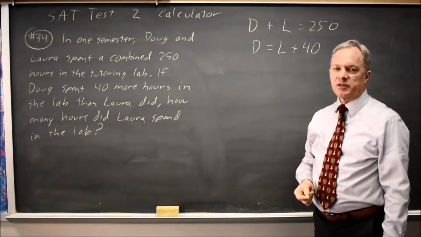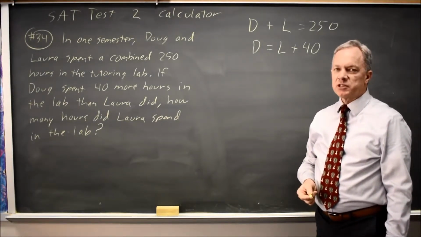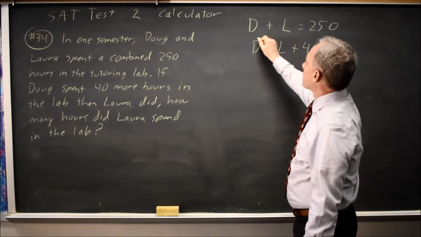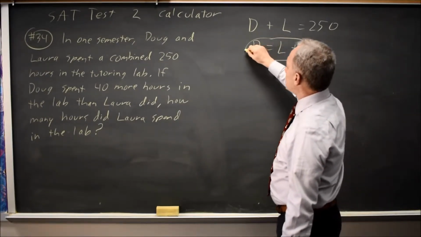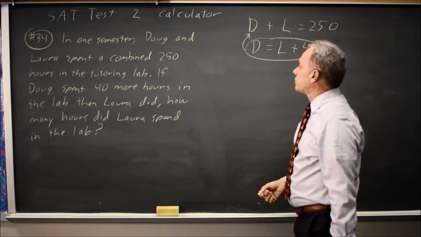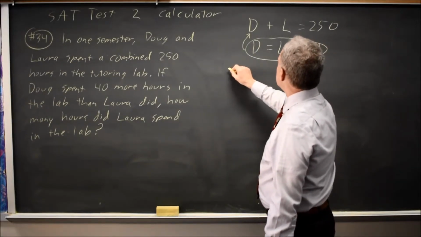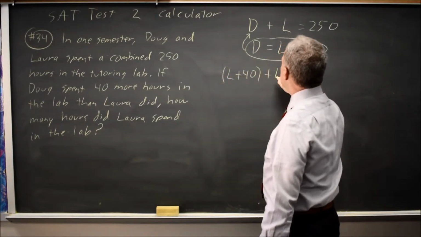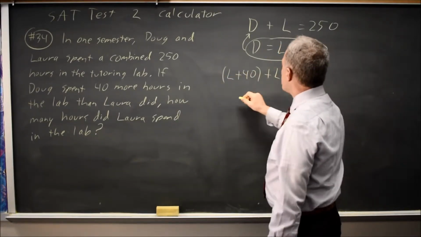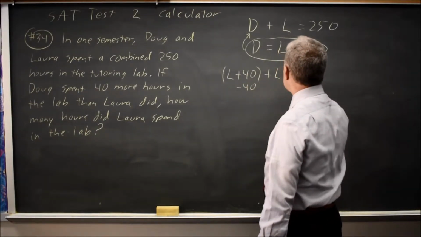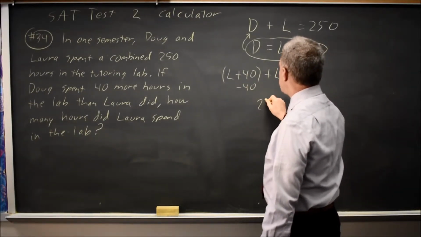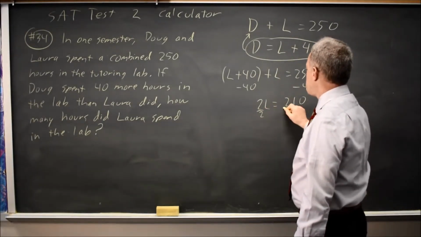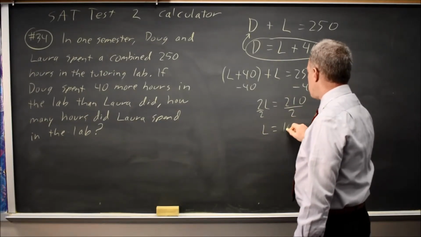There are several ways of solving this. Since the important thing here is to review systems of equations, I'm going to look at several of our options. First of all, we have an equation already solved for Doug, so I can substitute that into the first equation, Doug plus Laura equals 250. L plus 40 is Doug, plus Laura equals 250. If I subtract 40 from both sides, I get L plus L is 2L equals 250 minus 40 is 210. Divide by 2, L equals 105.